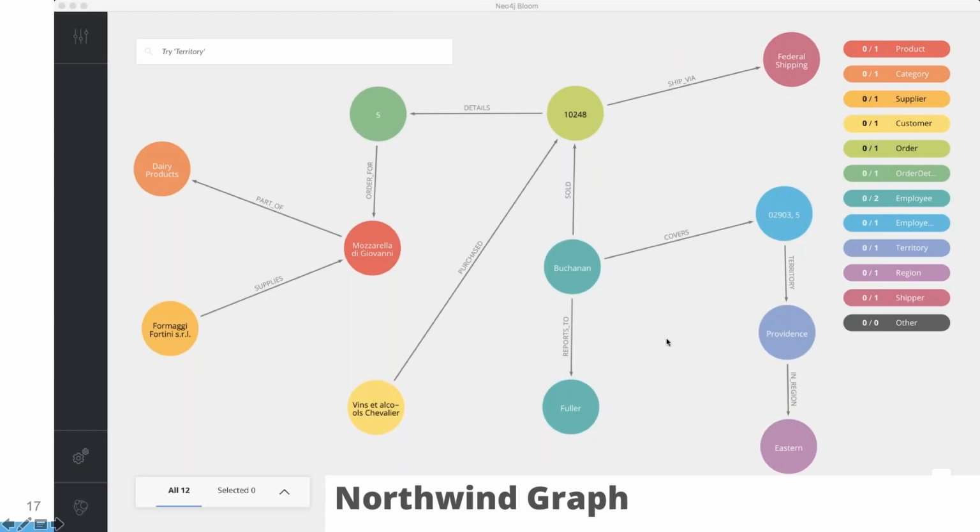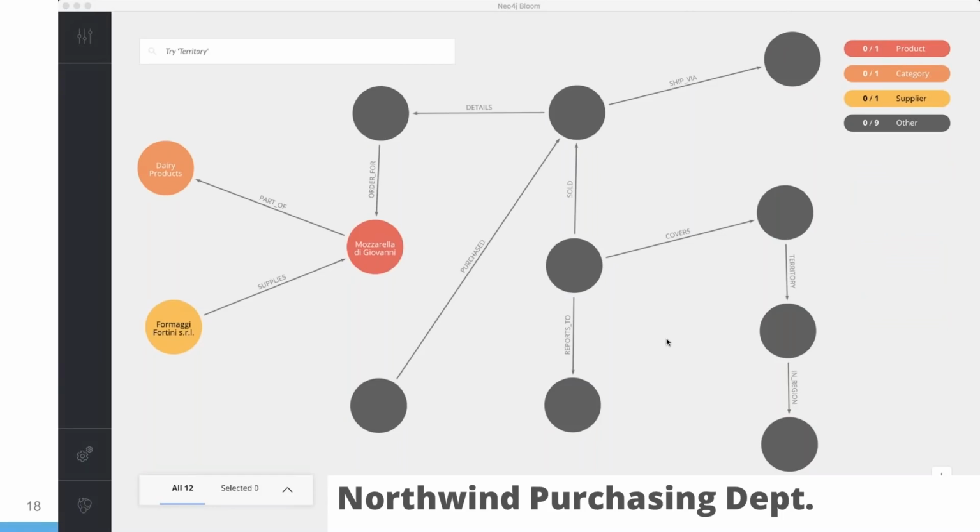This order was shipped via a certain shipping mechanism that you can see on this side. And then it was sold by a particular employee, and that employee reports to a store manager, let's say, and that employee is also covering a particular area, a particular region for the company that belongs to a certain territory, and a certain region. So here's how you would represent that in a connected fashion with nodes and relationships. And what perspectives do is essentially put different views on top of this data.